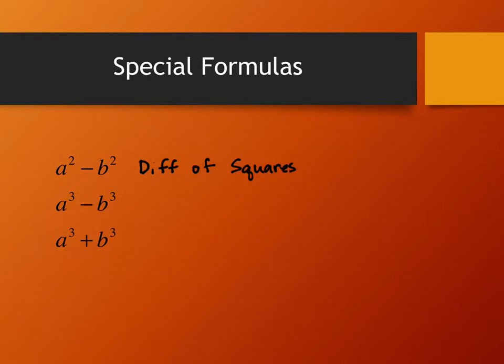So if the first one's called a difference of squares, what do you think the next one might be called? Yep, it's a difference of cubes. And following the pattern, what do you think the third one might be called? It's not a difference, it's a sum. Yeah, so it's a sum of cubes.